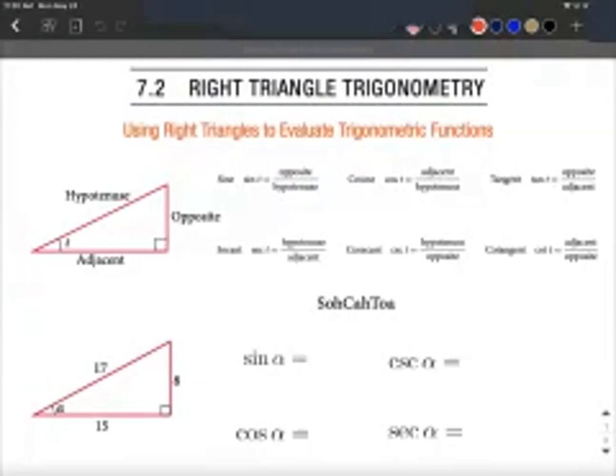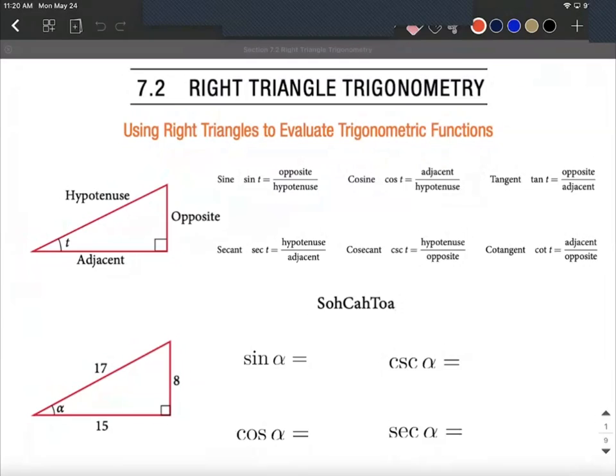Evaluating trig functions based on a right triangle. So when we're getting going on this, it's very important that we label our triangle based on whichever angle we're really focused on. So draw a triangle, making sure I'm looking right here at T being our angle. That allows us to label the opposite side and the adjacent side.